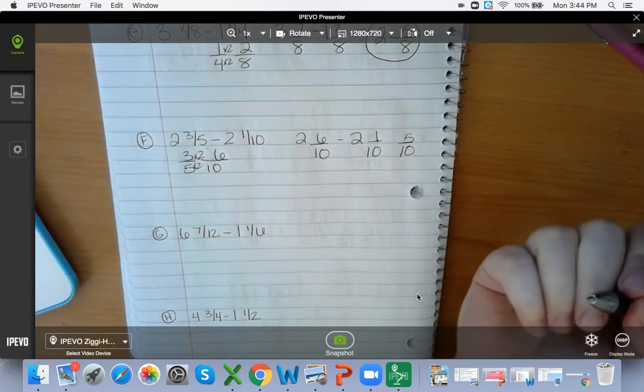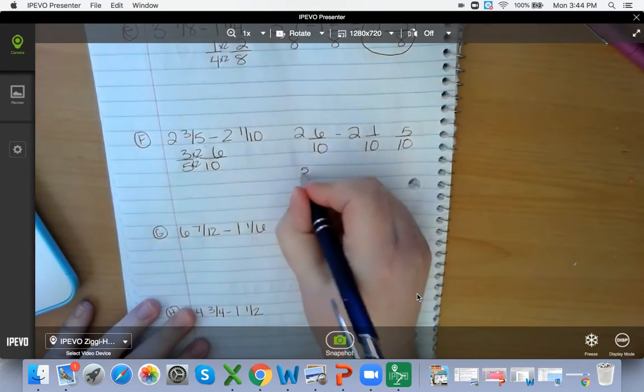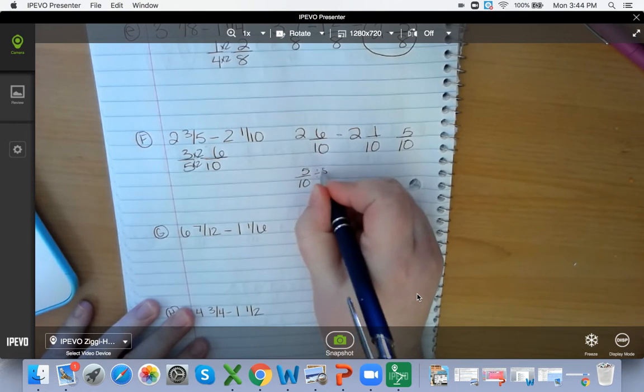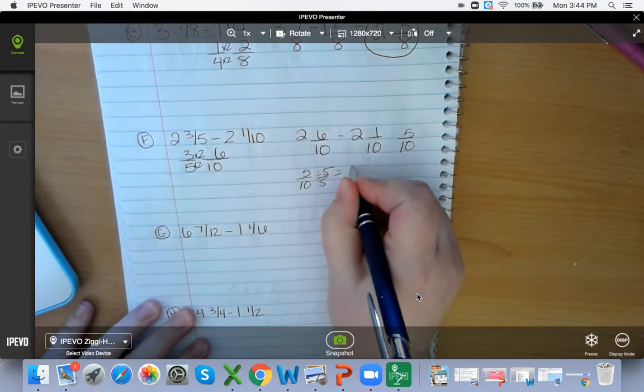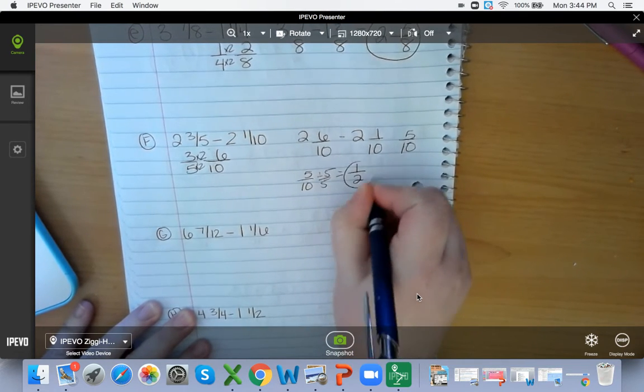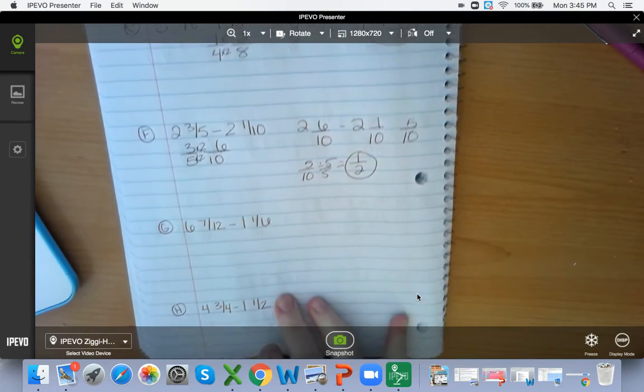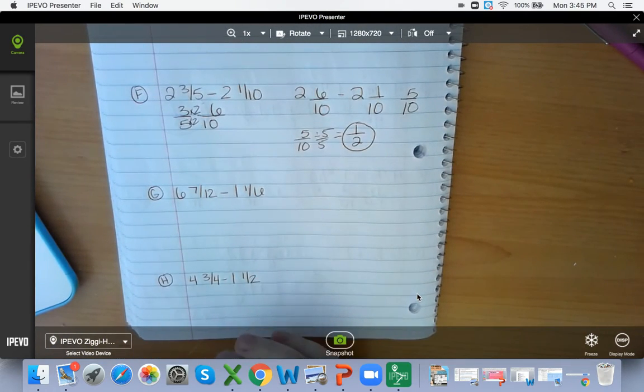So now you just have to reduce 5/10. And the way you do that is divide them both by 5 because they are both divisible by 5. And so your final answer for that one is just 1/2. You don't even need to have any whole numbers for those.